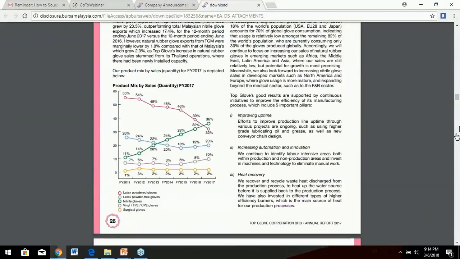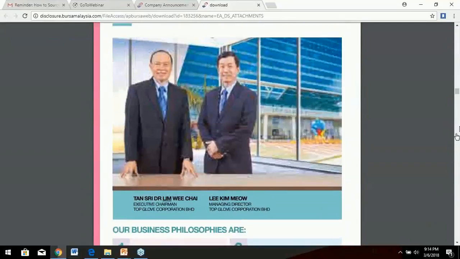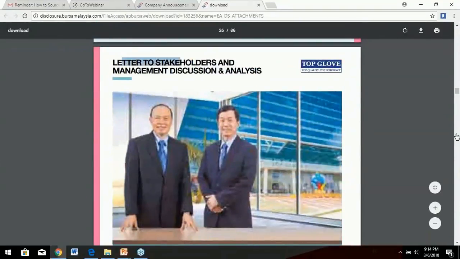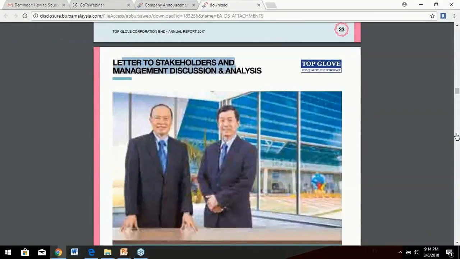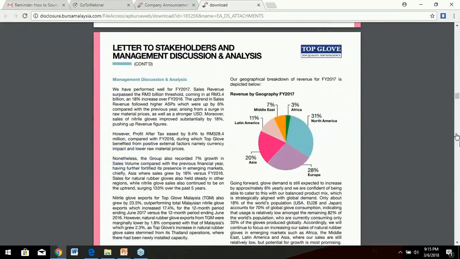So therefore, you go to this particular segment, which is letter to stakeholders and management discussion and analysis. Usually it's either called chairman statement or CEO statement or management discussion and analysis or CFO statements or whatsoever. Whatever it is, read it, because it contains a lot of gems, a lot of insights on how the company is going to grow in the future. So I'm going to just jump queue and go straight to that particular portion.